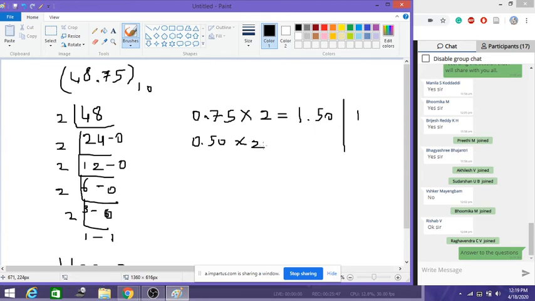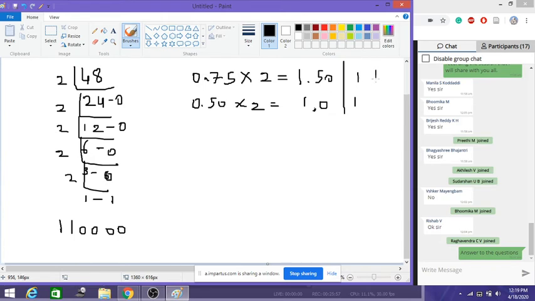Again multiply by 2. We'll get 1.0. So then we'll get this as 1. Like this we can keep on continuing for as many decimal points as we want. So basically we have to read from top to bottom, whereas here we'll read from bottom to top. So now we put a decimal point here and write 1 1. So this is the binary equivalent of 48.75 in binary.